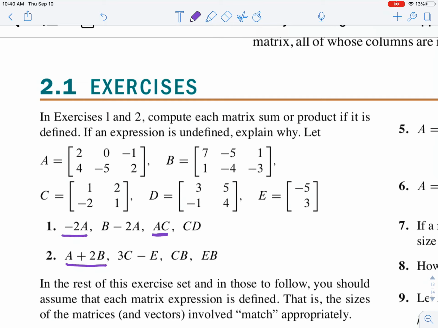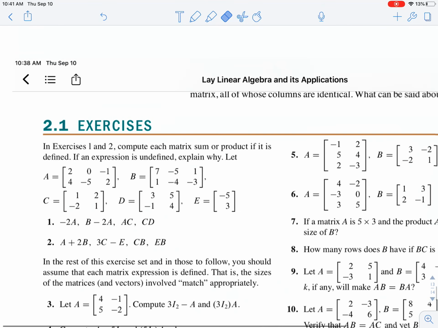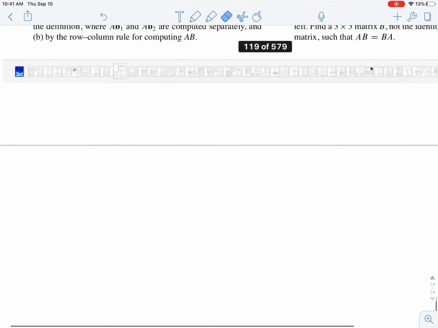What would that mean? And, oh my gosh, if you look up in the instructions, if an expression is undefined, explain why. That means some of these things might not even be defined. We're going to talk about that, and we're going to learn what's going on there. Okay? And so the easiest place to start is with addition and scalar multiplication of matrices.